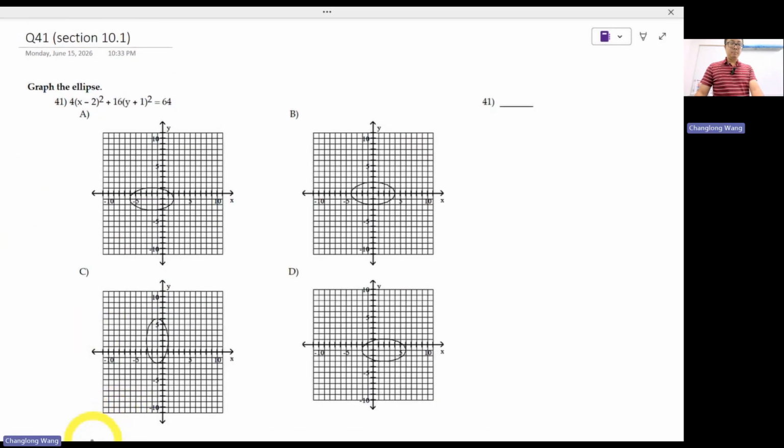But I do believe people missing one question yesterday in a quiz is probably not because of the ellipse. But I still want to use the ellipse to quickly demonstrate the thinking process.